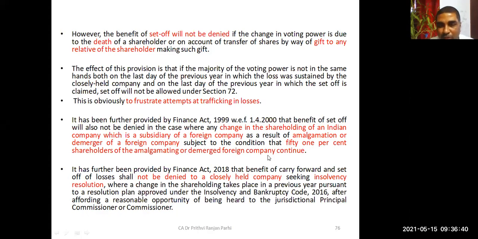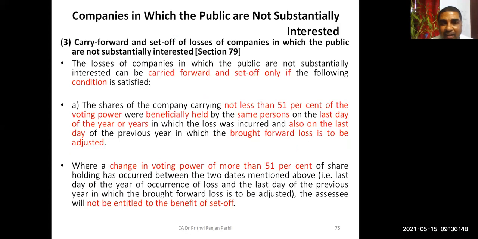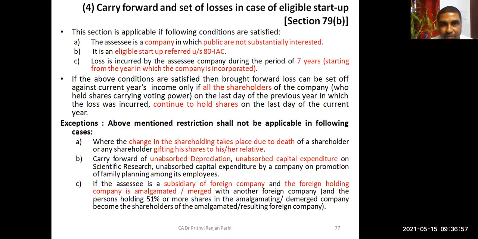So this is one more situation in which set off and carry forward is allowed even if shareholding is not the same. Otherwise, you have to remember the condition that at least 50% of the shareholders will continue as the shareholders of the undertaking, shareholders of the company. Okay.